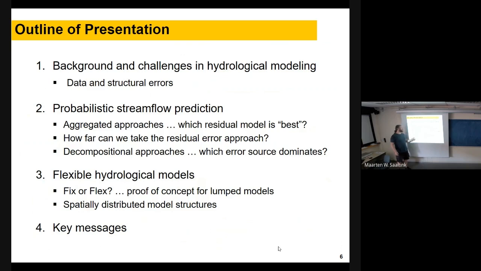And time permitting, I'd like to also talk a bit about flexible models. Perhaps in this audience it might be a bit controversial, but I like that. Should we use fixed or flexible models? Some of the context here will be with lumped models, but also, again, time allowing, we'll talk about spatial applications.